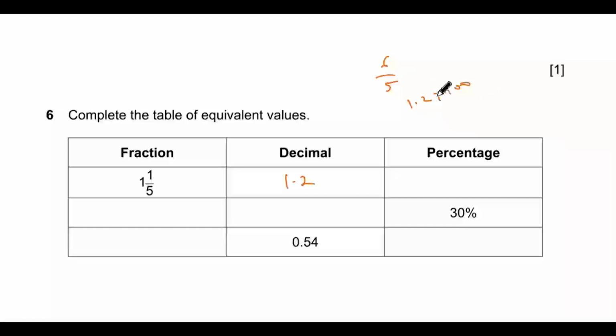Of course, you can use your calculator, or you can shift the decimal point 2 times, and that will give you 120%. So this is 30%. So 30 over 100, cancel the 0. This will give you 0.3 if you divide 3 by 10. And of course, this will give you 3 over 10 as the fraction.